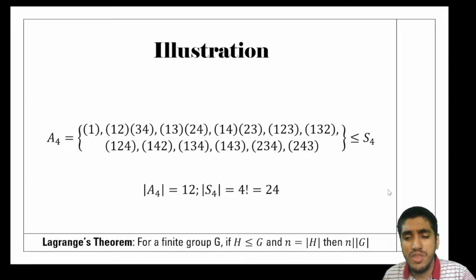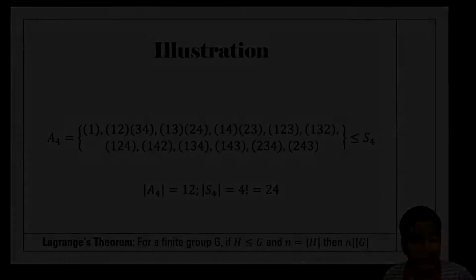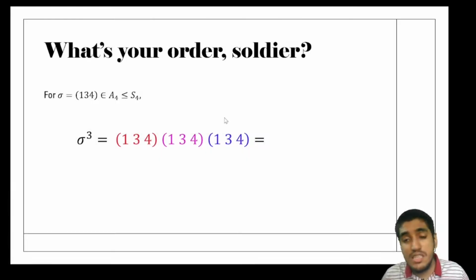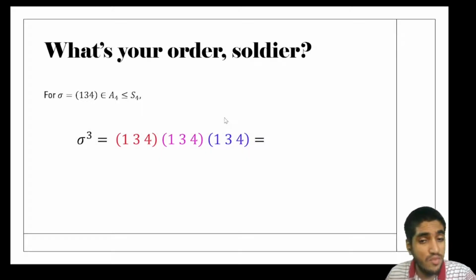I forgot we were illustrating Lagrange's. I could count 12 elements in A4. That is, the order of A4 is 12. Can you pause, count, and confirm? We know that S4 contains 4 factorial elements. That is, order of S4 is 24. Further notice that order of the subgroup A4, 12, divides the order of S4, 24.